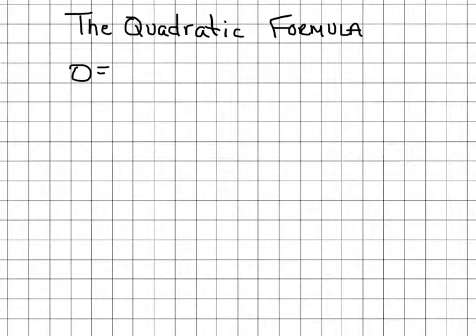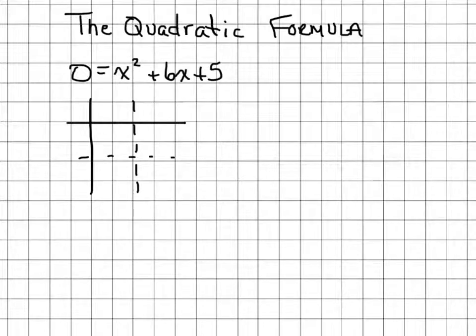So, for example, if I have 0 equals x squared plus 6x plus 5, we have a quadratic relation, and what we want to do is find the x-intercepts. So we're setting y to 0, that's where the x-intercepts are, find the zeros. If I was going to factor this, I set up my chart, and I have my x squared here and my 5 here, and I need to find two numbers that will multiply to 5 and add to 6.